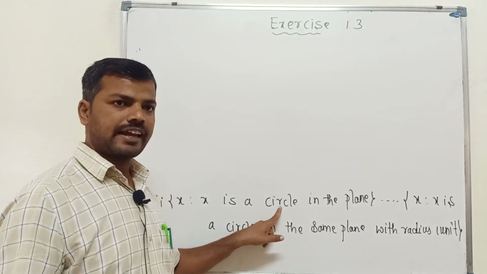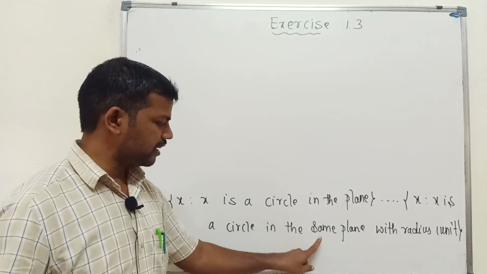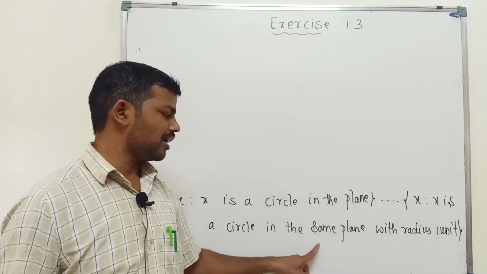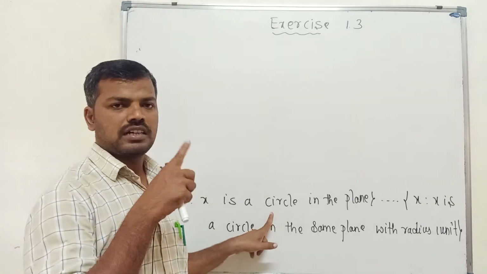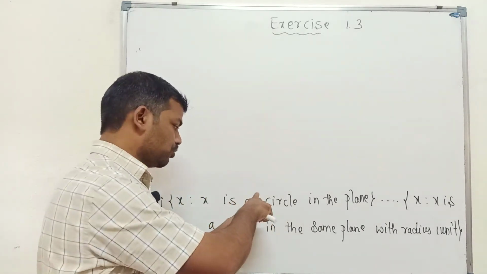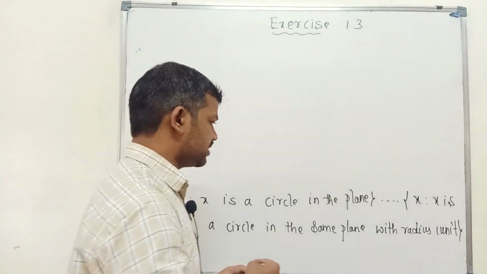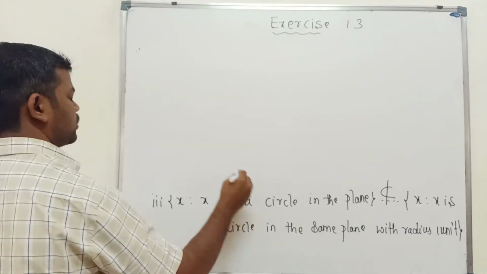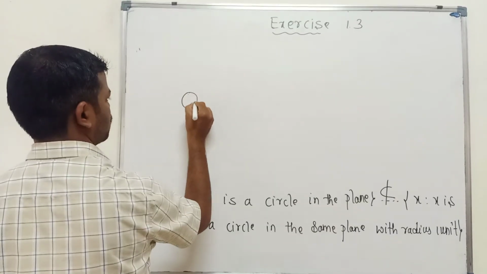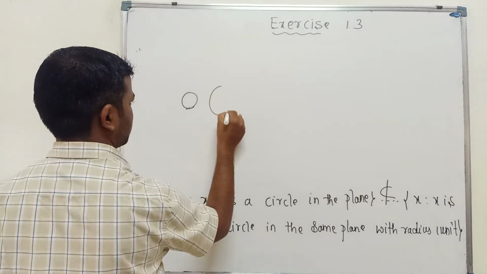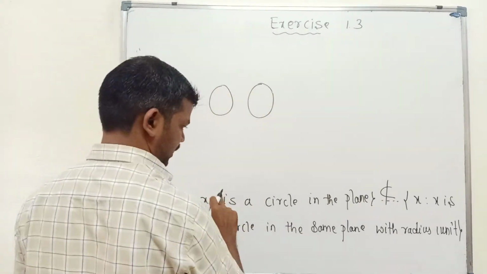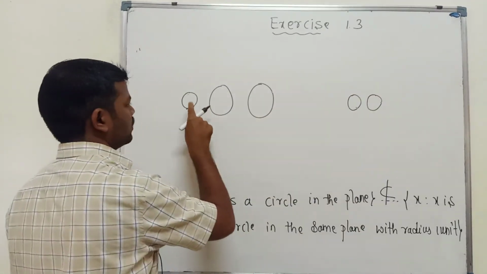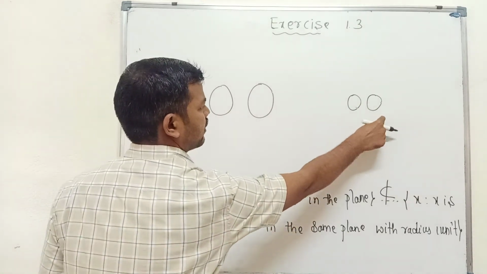Why? Because here we can get a circle of radius 2, but there is only unit, so the circles whose radius is 1 we have to collect here. A circle of radius 2 may also be possible, but those are not there here. Then this is not a subset. Because circles of radius unity, 2, 3 we can get in this, but here all the circles are unity. So these two circles are not there in this set.